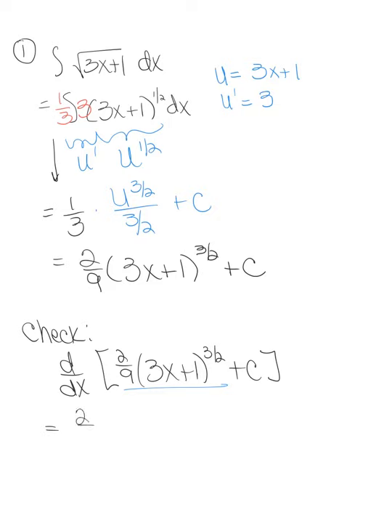We're going to bring down the 2/9, and then the 3/2 is going to come down in front. We will then take that 3x plus 1 and raise it to the 3/2 minus 1, or 1/2 power, times the derivative of what's inside, which is 3. When I multiply this 3 times the 3/2, those go away. I get 1/3 times 3 just gives me a 1. Cleaning all that up, what I wind up getting is 3x plus 1 to the 1/2, or simply the square root of 3x plus 1.